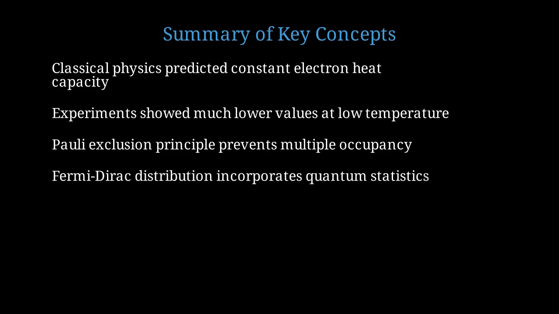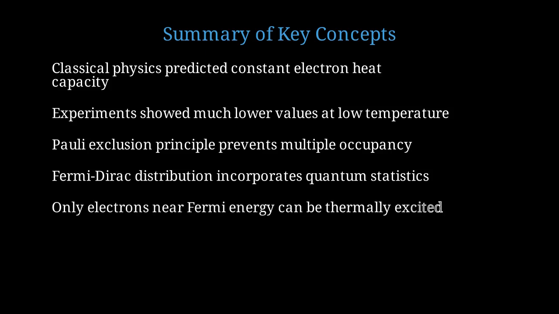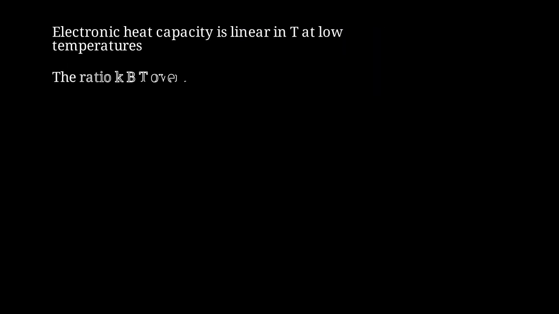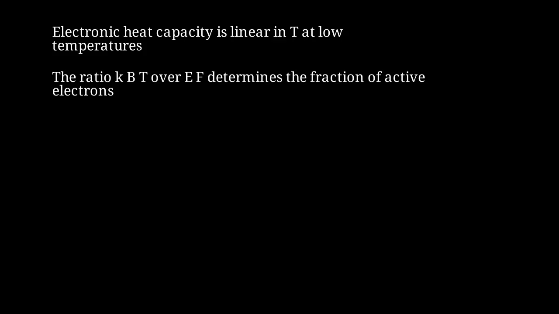Fermi and Dirac independently derived a new statistical distribution that incorporates the exclusion principle. The key insight is that only electrons within about kBT of the Fermi energy can participate in thermal processes. This leads to the prediction that electronic heat capacity should be linear in temperature, which matches experimental data perfectly. The dimensionless ratio, kBT over EF, determines what fraction of electrons can be thermally excited. For metals at room temperature, this is typically less than 1%.